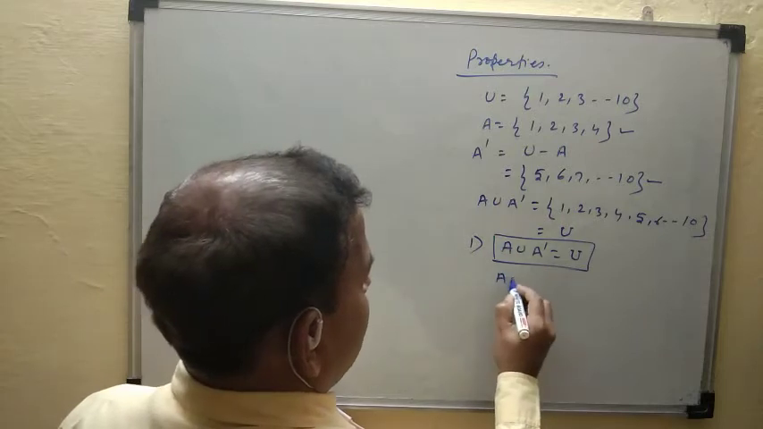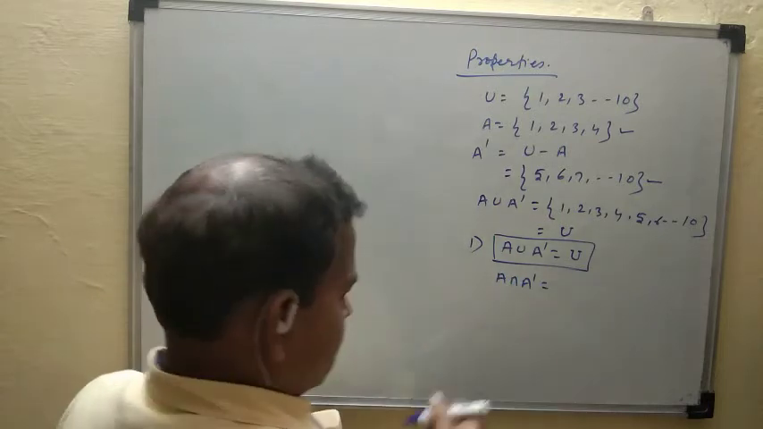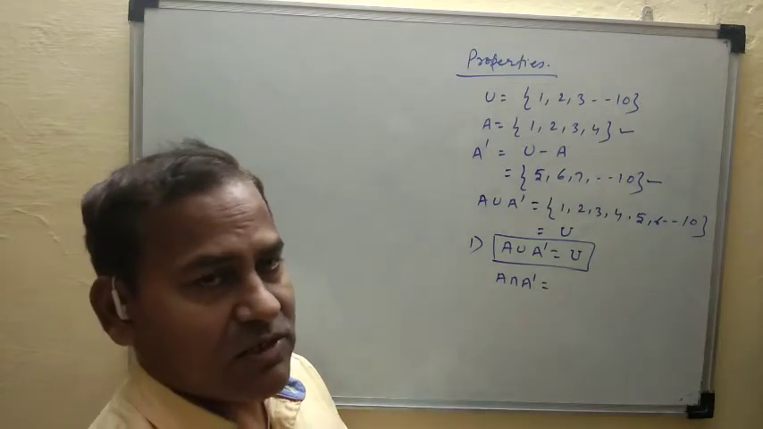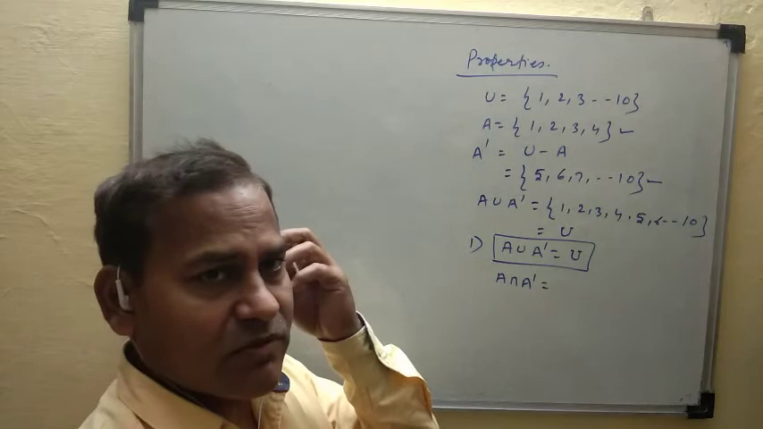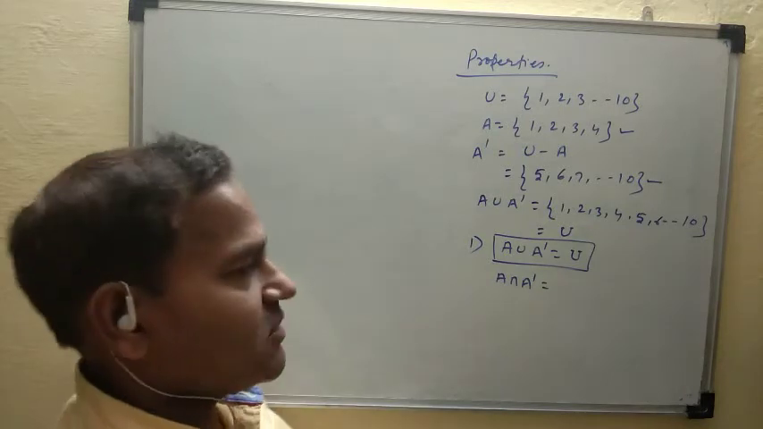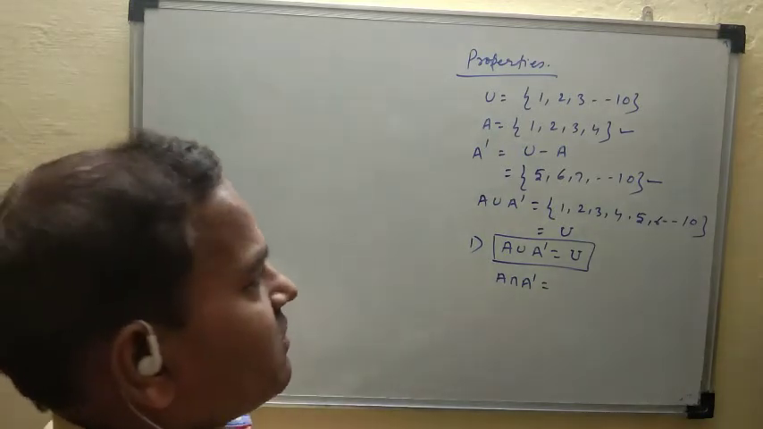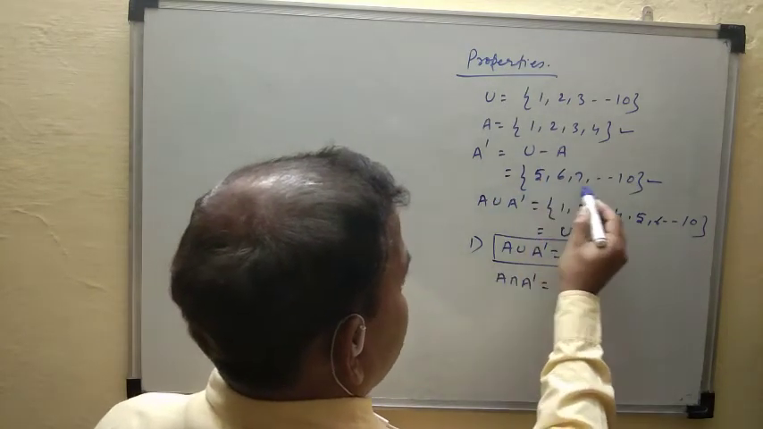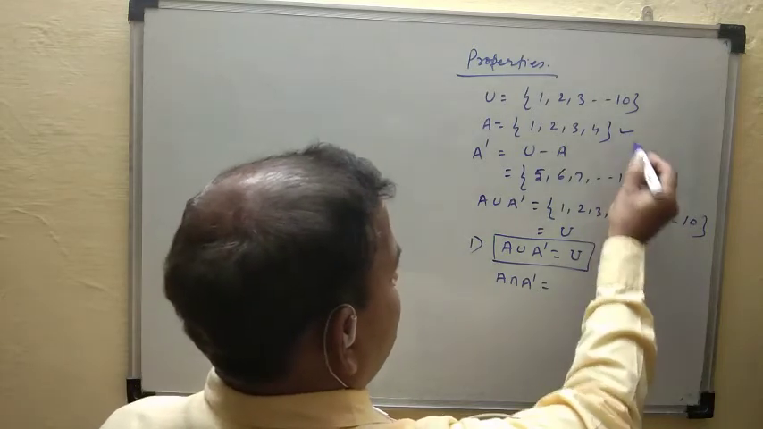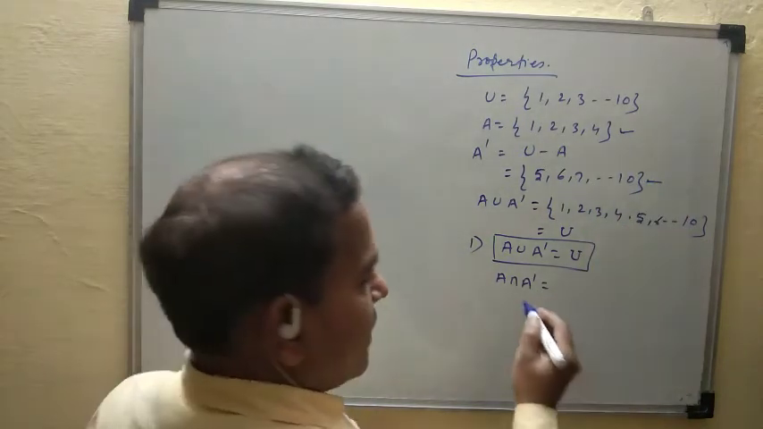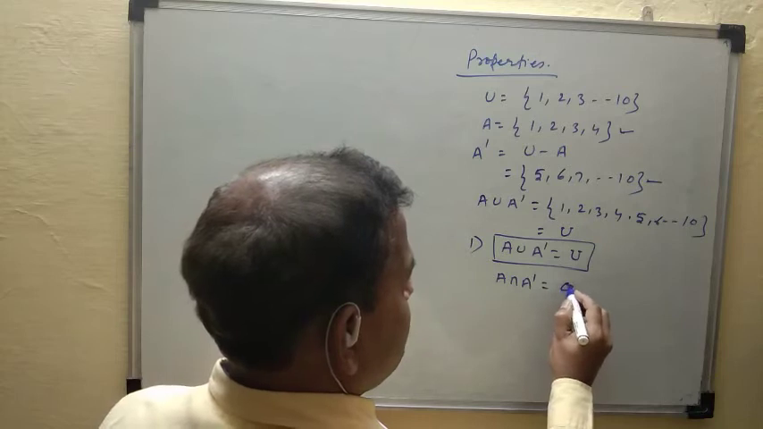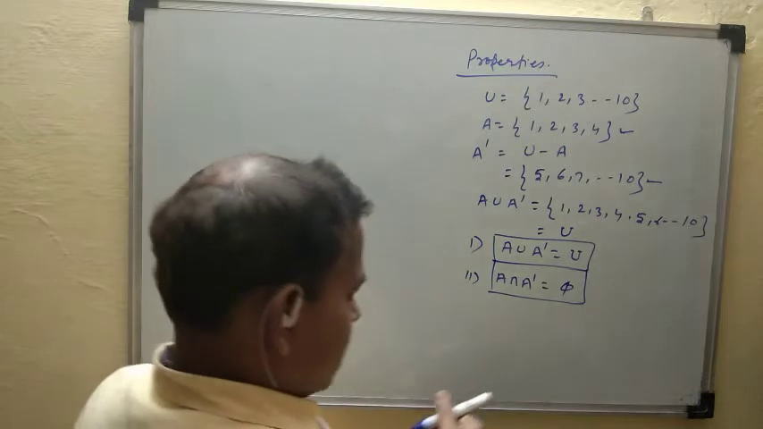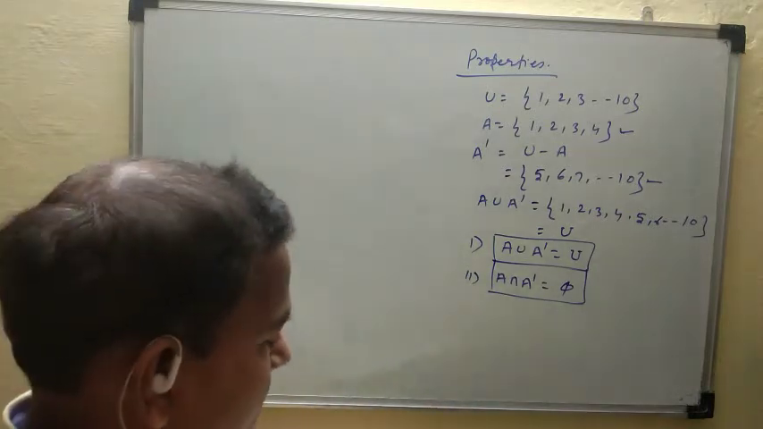Now find A intersection A dash. That is, what is common between A and A dash? So check what is common. Here A is 1, 2, 3, 4 and A dash is 5, 6 up to 10. So there is no common element between A and A dash. So A intersection A dash is the empty set. This is the second property: A intersection A dash is equal to the empty set.